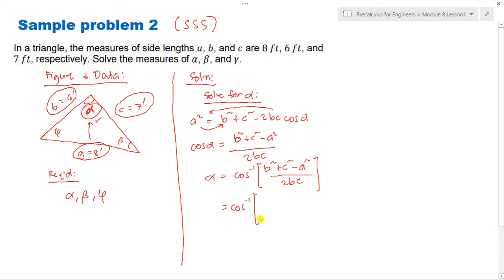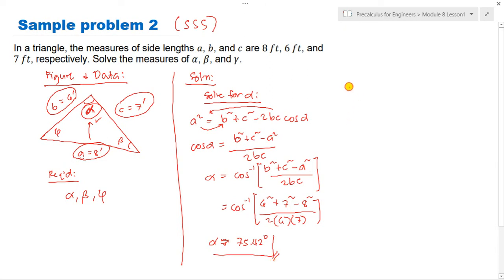Then plug in the values: b is 6 feet, so 6 squared plus c is 7, so 7 squared, minus a is 8, that is 8 squared, all over 2 times 6 times 7. So our angle alpha is arccosine of (36 plus 49 minus 64) all over 2 times 42. So our alpha is approximately 75.52, so approximately 75.42 degrees. That is our angle alpha.